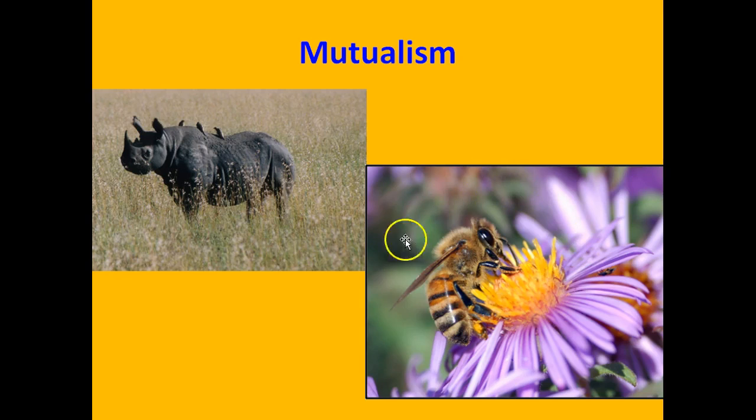Over here is a classic local example of mutualism, which is the bee and the flower. The bee benefits from this relationship in that it gets food from the flower by eating the pollen. The flower also benefits from this relationship because the bee helps pollinate the flower. In the process of getting food, it knocks pollen onto the pistil of the flower and helps fertilize that flower so that it can be fertilized and continue to produce seeds and grow and reproduce.